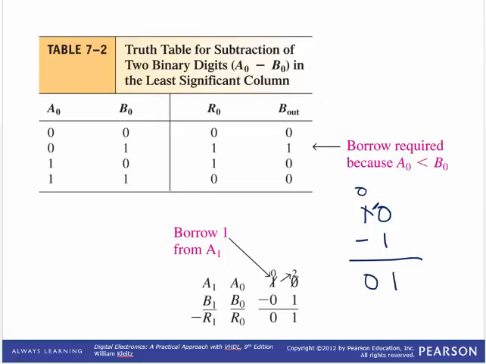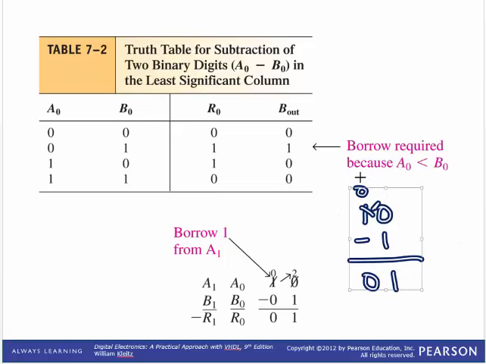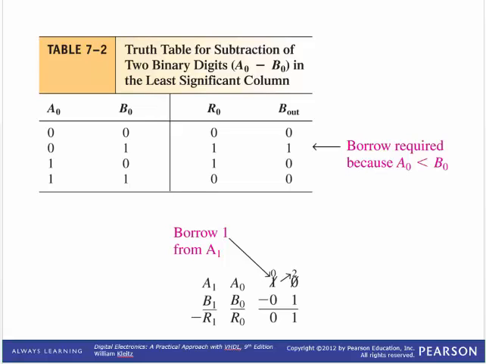Let's do another example. Let me get rid of this one right here real quick. We are going to do 4 minus 1, which you know is 3. And a 4 is 1, 0, 0, minus 1. So it's minus 1 right there. So how are we going to do this? So this requires a borrow twice.